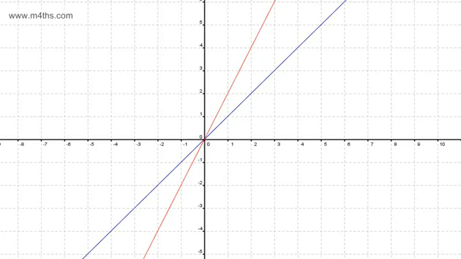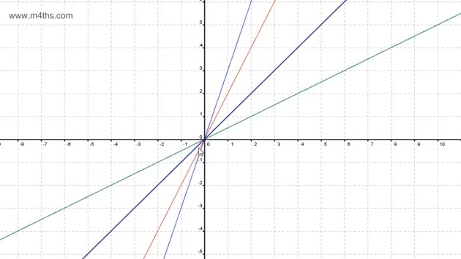On this one, we're going to have now y is equal to 3x. We can see it goes up 3 for every one it goes across. This next one, what's this one? Y is equal to 1/2 x. So this goes up 1 for every 2 it goes across. So the change in y is 1 for the change in x, which is 2.